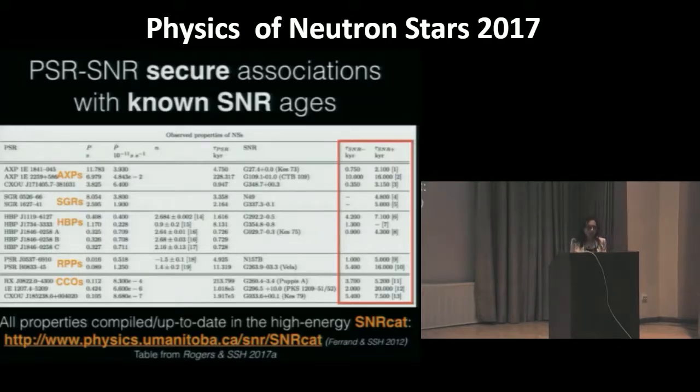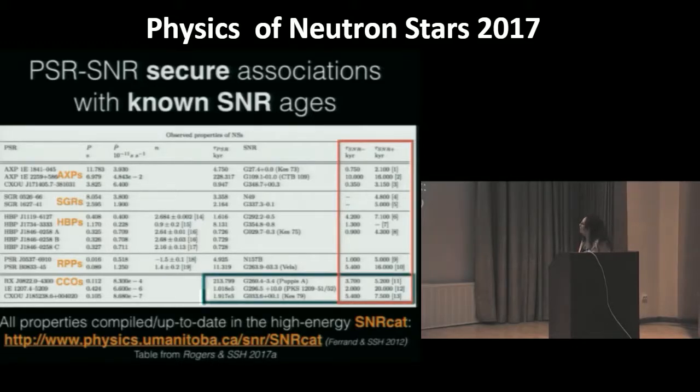We do that because we wanted to compare to a study done by Wynn Ho, who considered magnetic field growth in young rotation-powered pulsars. But this is a very small sample, really limited. That's because we decided to focus on just the secure associations and those that have a measured supernova remnant age, because we want to use this age as a constraint on the true pulsar age. So these are the properties of the pulsars, these are the associated SNRs, and these are the ranges of the SNR ages. All these properties are compiled, and we try our best to keep them up to date, in the High Energy Catalog of Supernova Remnants developed at the University of Manitoba.